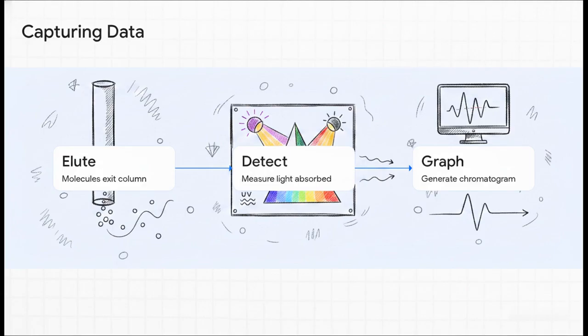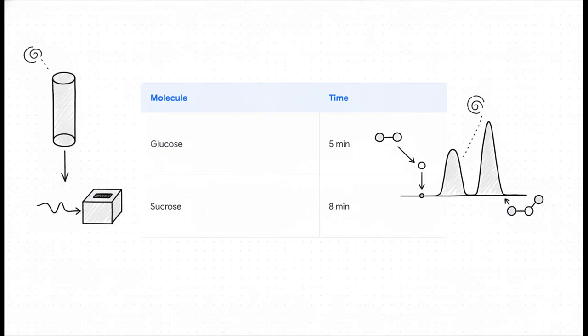Now, UV-vis is just one option, alongside things like infrared, fluorescence, or mass spectrometers. But finally, whatever detector is used sends this data to a computer to generate a visual graph, which we call a chromatogram. Now, what's really interesting about this is how we actually identify what we're looking at.